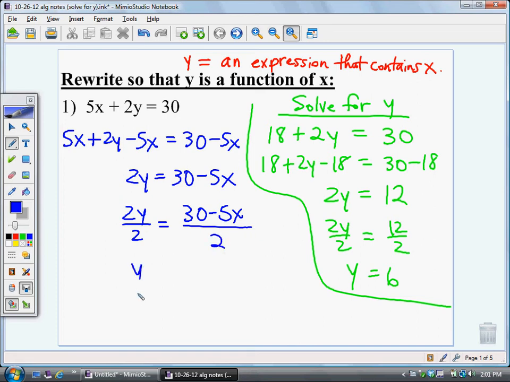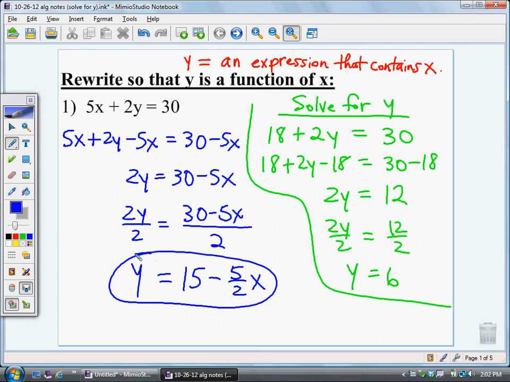And so then I get y equals, and then now, it's a little bit tougher. You have 30 minus 5x instead of the number 12. When it was just the number 12, I divided by 2 and got 6. This time I have to take each individual term and divide it by 2. So 30 divided by 2 would be 15. And then 5 divided by 2, I would write 5 halves x, or I could write 2.5x.